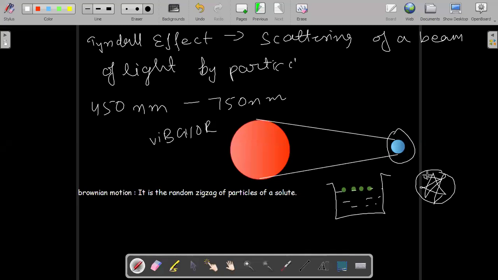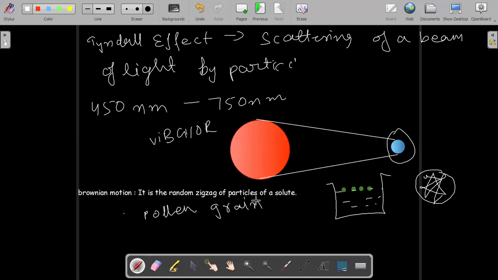Got it? Sir, what are those particles? Here in this case, he had taken pollen grains. In this activity, the items taken are pollen grains.